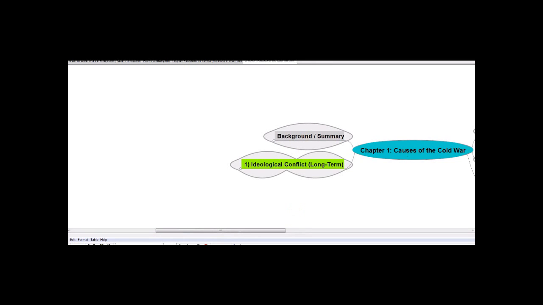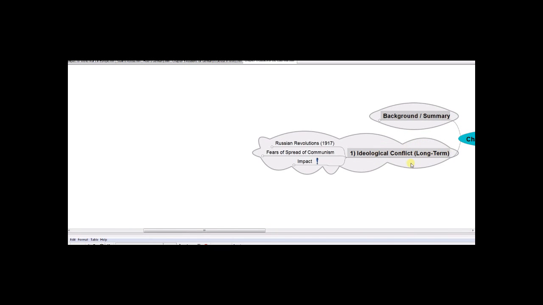Alright, so we look at ideological conflict between the two superpowers, which led to the Cold War, which played a very, very big part during the course of the Cold War itself. So when we think about ideological conflict, basically it falls under the long term. It set the base for conflicts between the two superpowers.